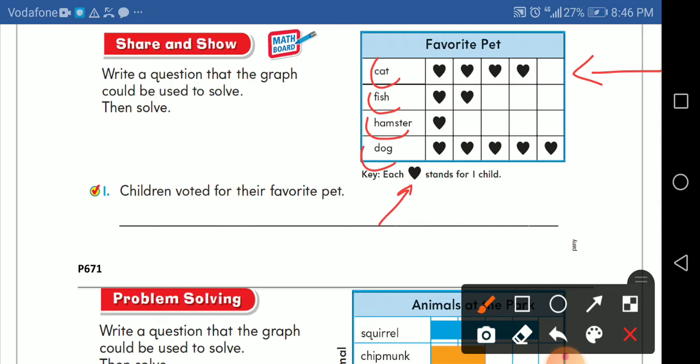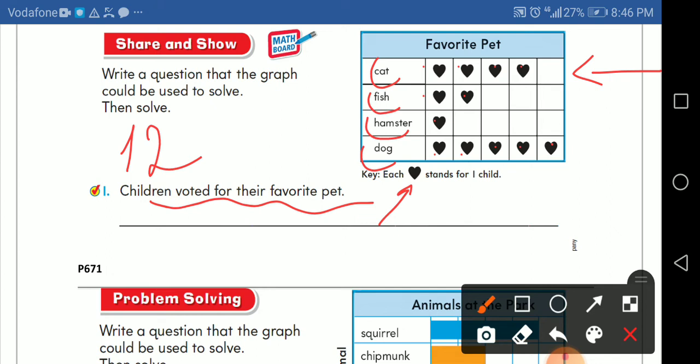Okay, children voted for their favorite pet. So what do you think, guys? How many children voted for their favorite pet in all? 1, 2, 3, 4, 5, 6, 7, 8, 9, 10, 11, 12. So we got 12 children voted in all.